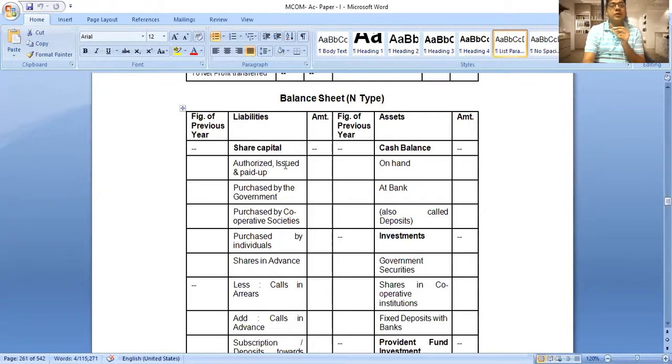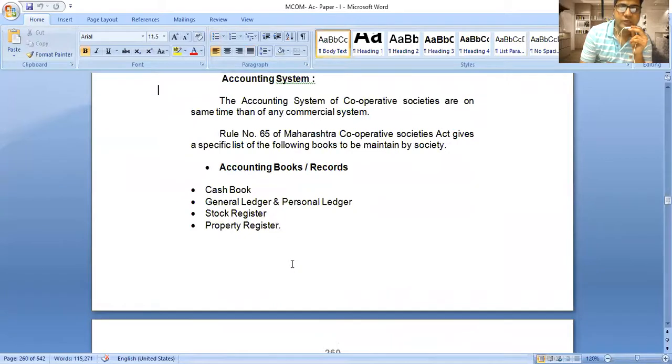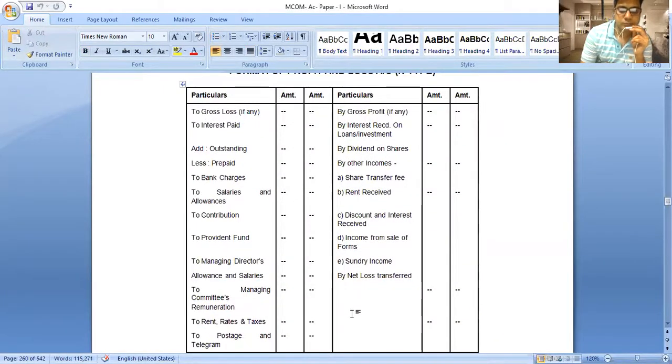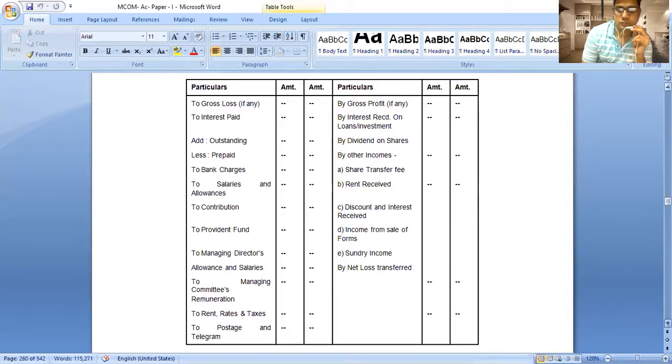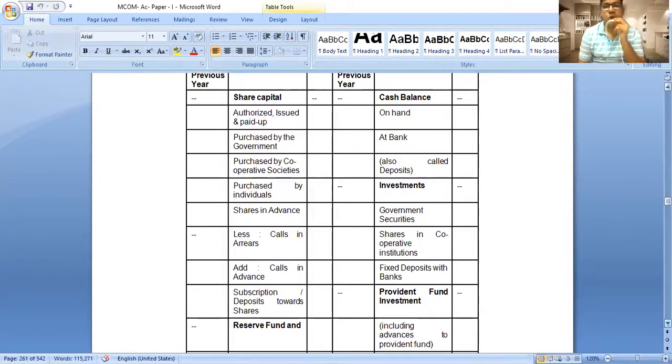Now on the liability side, share capital: authorized capital, issued capital, and paid up capital we have to put. Shares are purchased by government, sometimes by a corporate society, or sometimes by individuals. So we have to put that there. Share in advance, and calls in arrears we have to deduct. Then we have to add calls in advance. Sometimes subscription deposit towards shares also we have to record. So we should know the items we have to record under the head share capital.